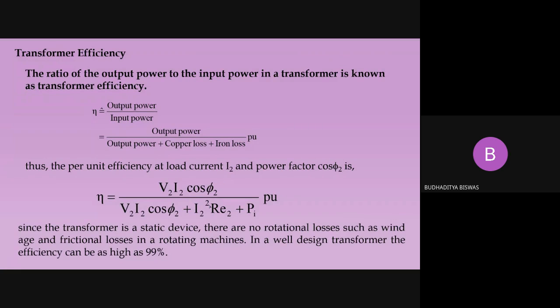So why is this power loss called the copper loss? Because copper is the name of a material, and iron is also the name of a material. We may call it the core loss. Why do you call it the iron loss? Why do you call it the copper loss? Okay, in the next class we will discuss all these things.